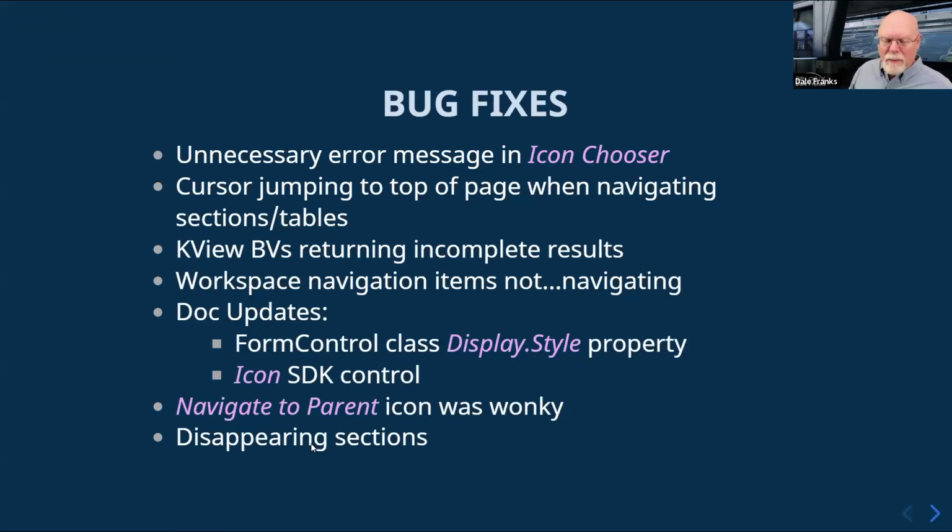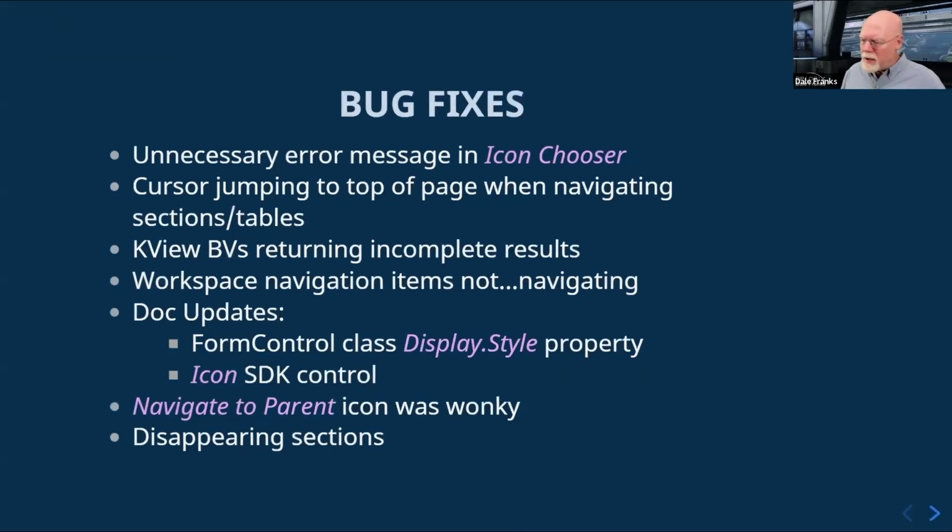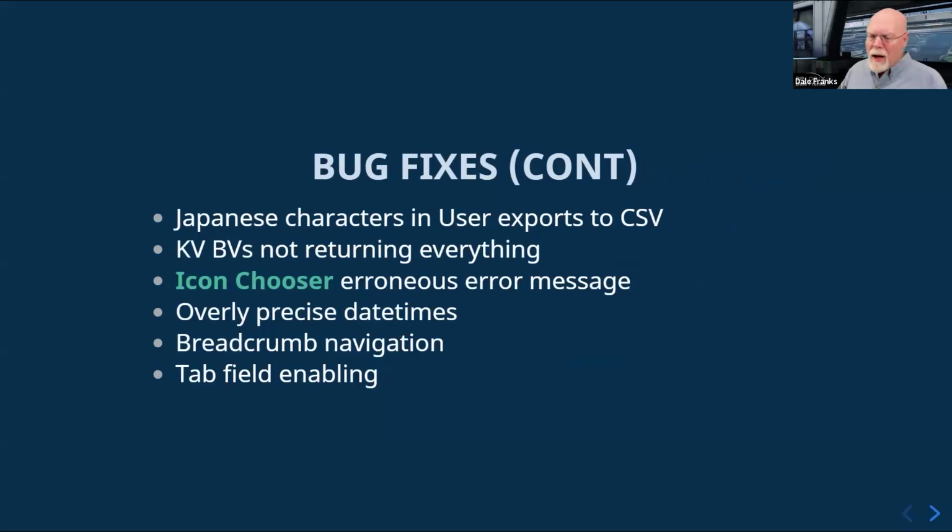Disappearing sections. That was a problem. Again, another display problem where if you were clicking around in a section, sometimes the form designer would just lose track of what you were doing, and it would just remove the section from the form completely. Never a good thing when that happens. Again, a CSS, HTML issue that we fixed. I don't think anyone here uses Japanese characters, but Japanese characters, when using an export to CSV, especially from Analogy, weren't showing up right. It was just an encoding issue.